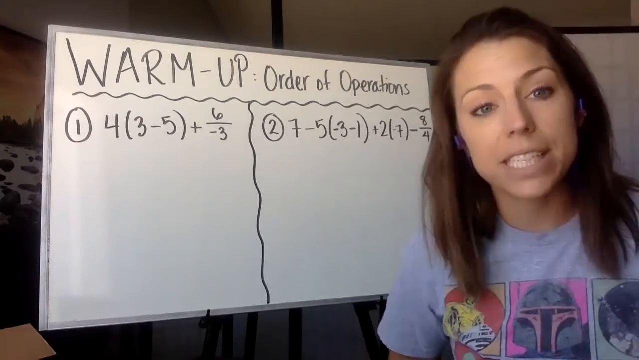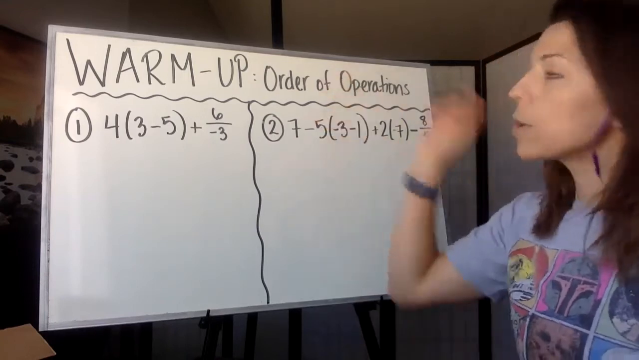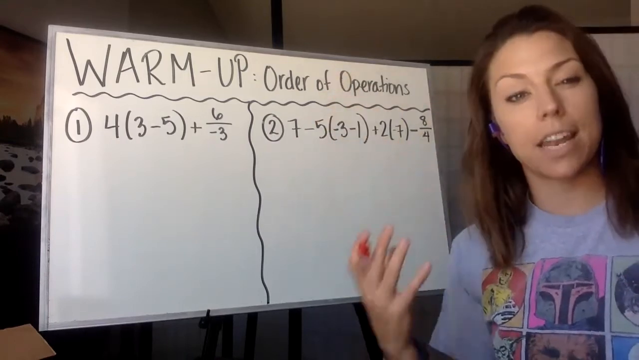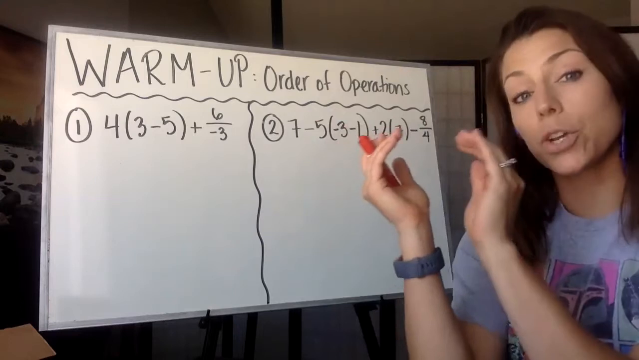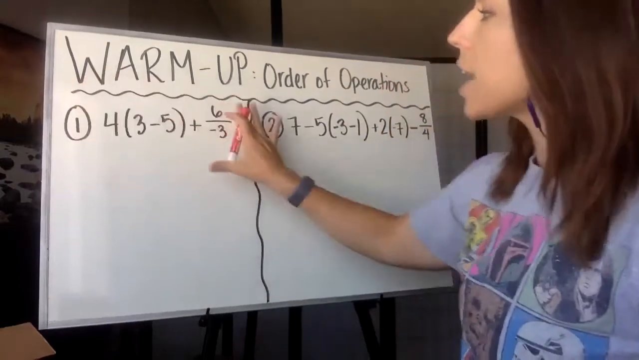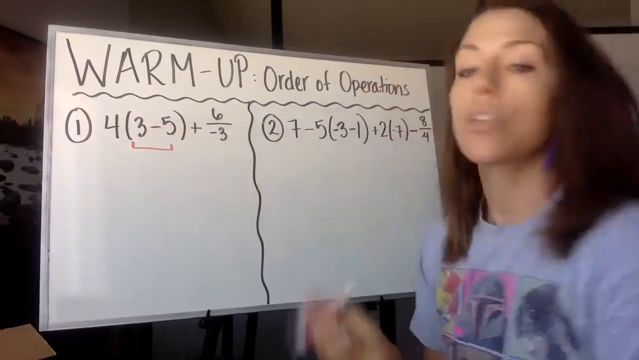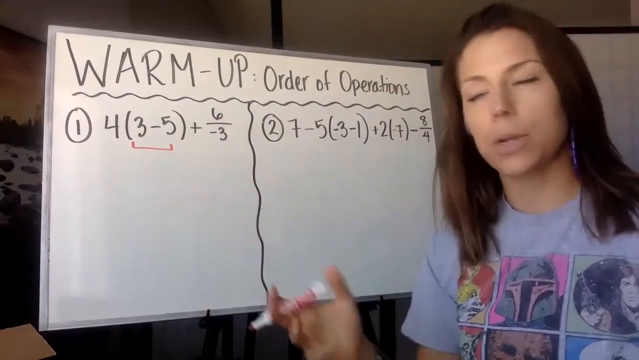All right, now that you have attempted it and you have unpaused, let's go through number 1. So the order of operations starts with anything inside of a group. And a group means you're going to have addition or subtraction inside of parentheses. So looking at number 1 here, I see 4 times the group of 3 minus 5. So that's the math that I'm going to do first.